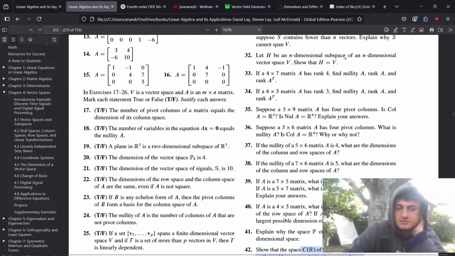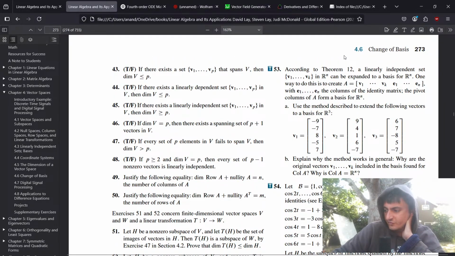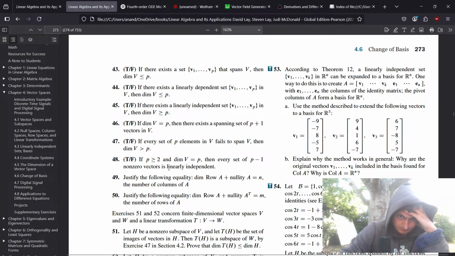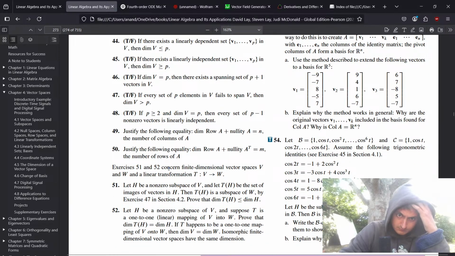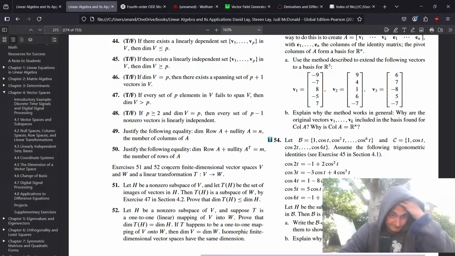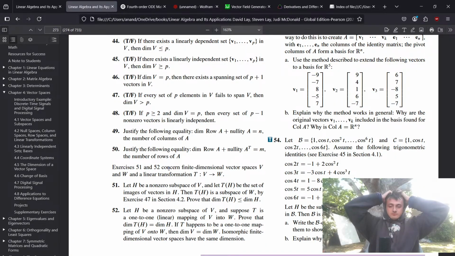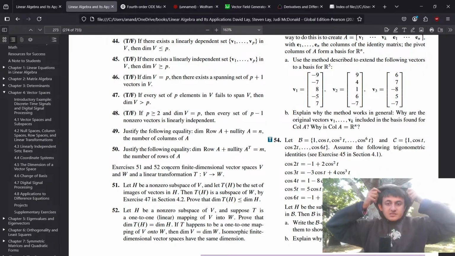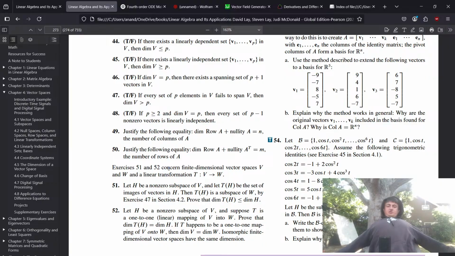More true or false? Wow. All right, we always do true or false. 43 to 48. 50 seems interesting. The dimension of the row space plus the nullity of the transpose is equal.